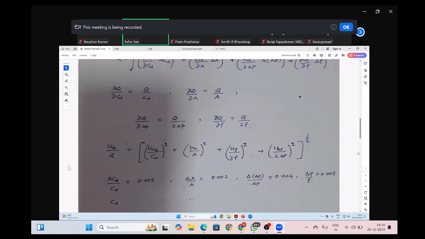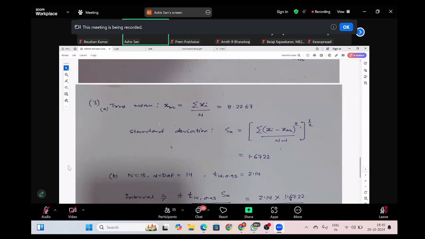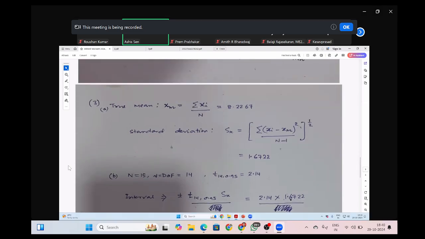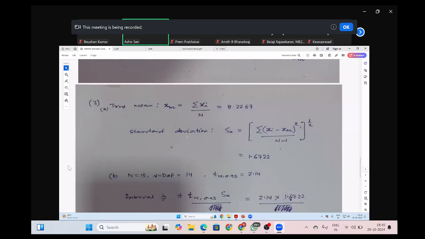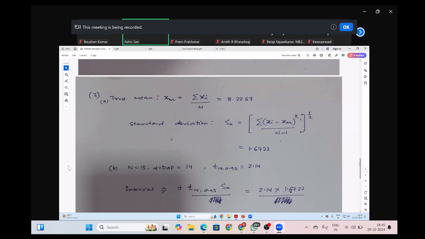Similar method. Okay. So you find the mean, which is sum of xi over n, and you get this as 8.2267. Then you find the standard deviation, which is the square root of 1 over n minus 1, sum of xi minus x mean, squared. Here n is 15. Okay, 15 data points are there. So that is how you find the mean and standard deviation.